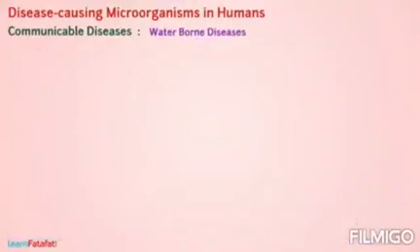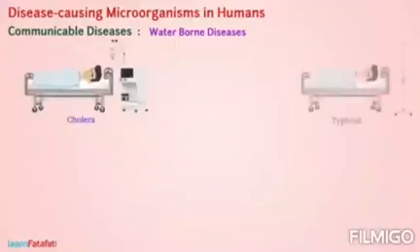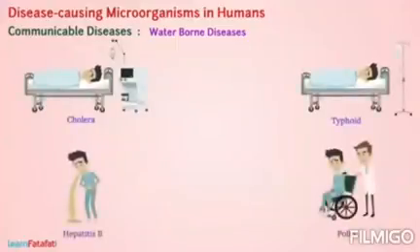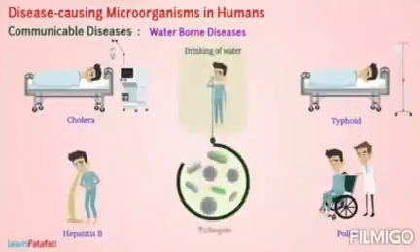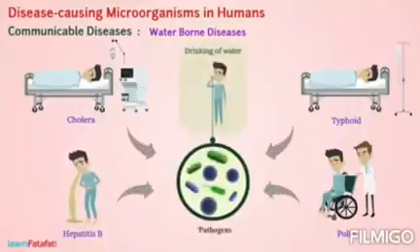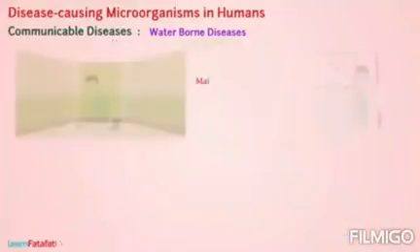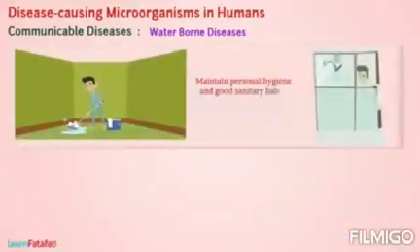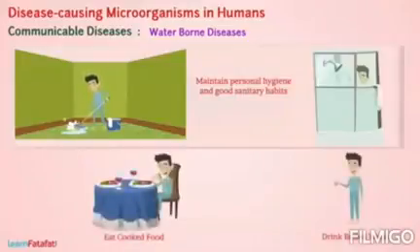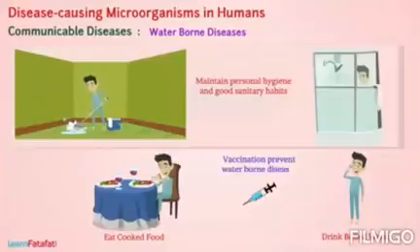Waterborne diseases. Cholera, typhoid, polio, and hepatitis B are caused by drinking water containing pathogens of the respective disease. Cholera and typhoid are bacterial infections, whereas hepatitis B is a viral infection. To prevent such diseases, we should maintain personal hygiene and good sanitary habits. We should eat properly cooked food and drink boiled water. Vaccination also helps to prevent waterborne diseases.